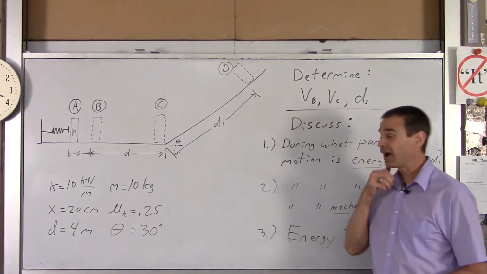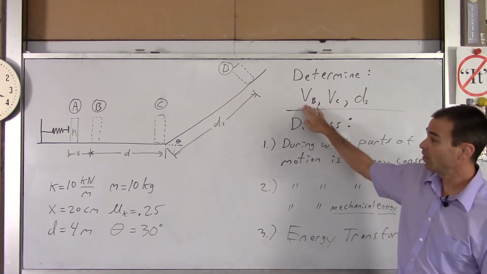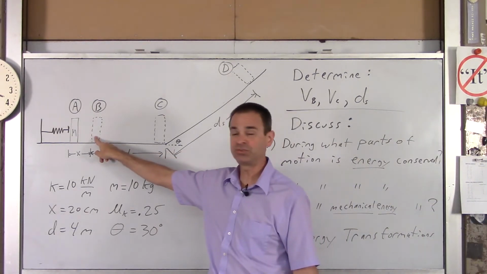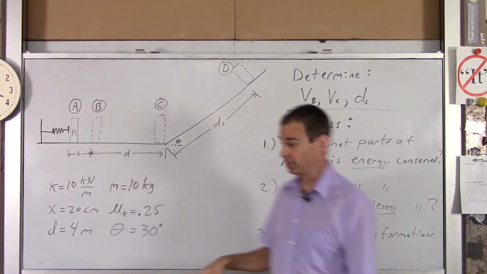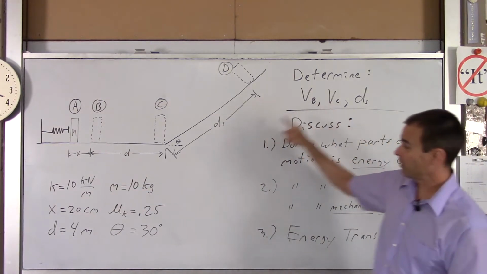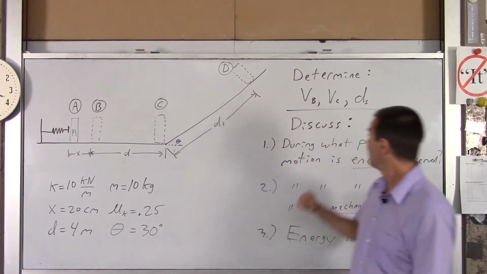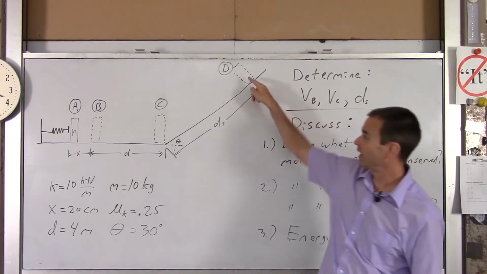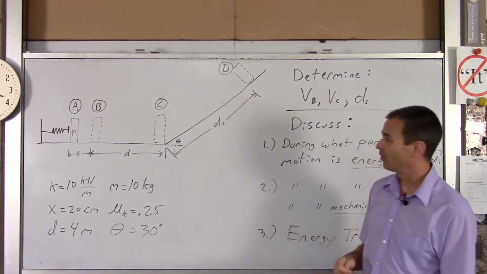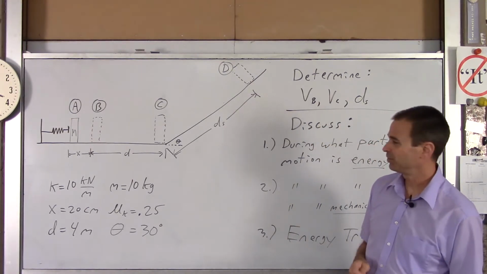Some things we're going to figure out. How fast is your backpack going at the moment it's released from the spring after it's gone that 20 centimeters, okay? How fast is the backpack going when it gets to the bottom of the incline? And how far up the incline does the backpack go before it comes to rest?